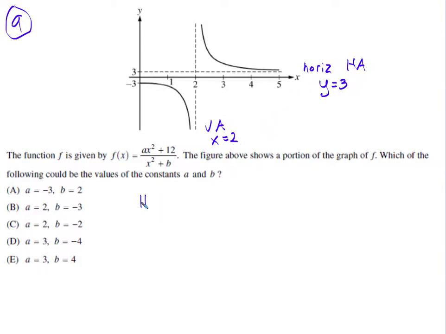Horizontal asymptote, HA, how do you make these again? It's the limit as x approaches something of a function. And if you said infinity, you would be correct. When I go to infinity, or negative infinity for that matter, I am going to get a horizontal asymptote. So let's do that. So I'm going to take the limit as x goes to infinity of my function. Right now I have ax squared plus 12 all divided by x squared plus b.